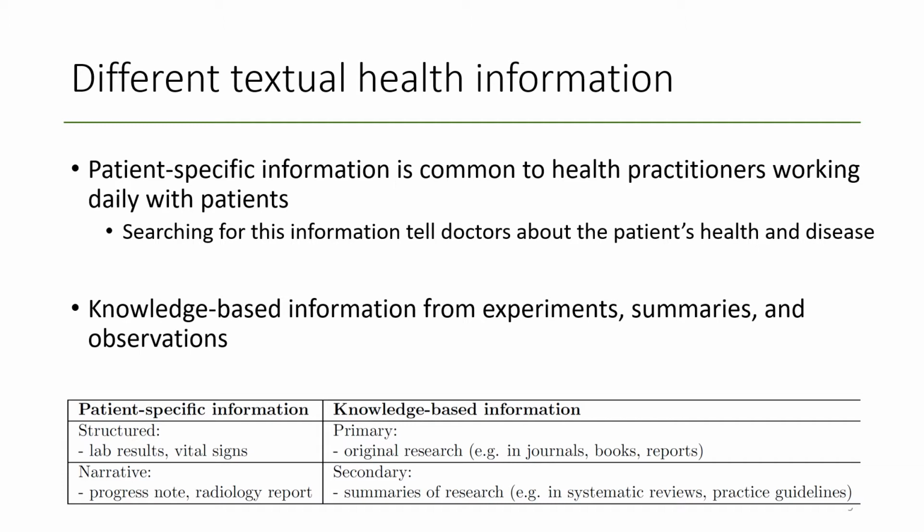And then there's also knowledge-based information from, let's say, research. This could be from the primary source, like original research, which is published in journals, books, or reports. Or this also could be secondary research results, like summaries of research, like systematic reviews or practice guidelines. And we will also discuss systematic reviews and the process of making a systematic review in this chapter.